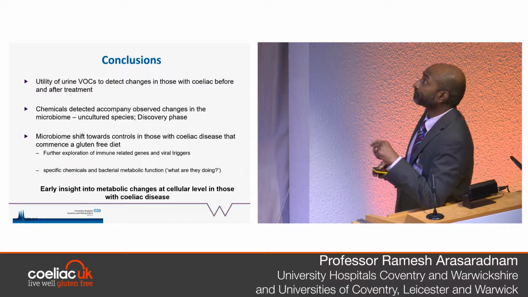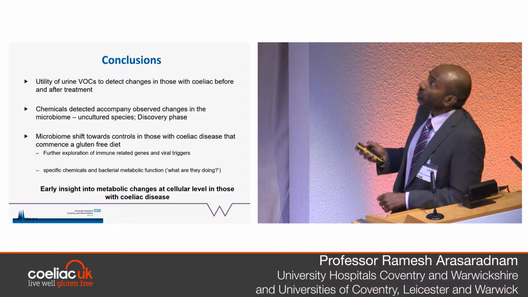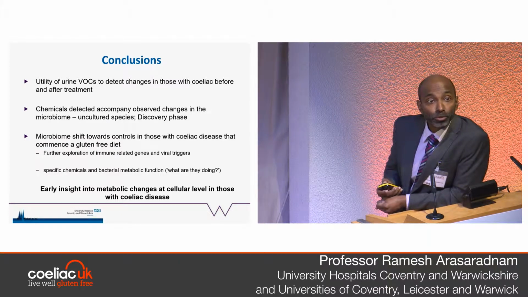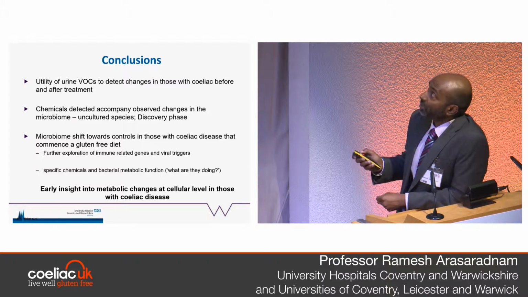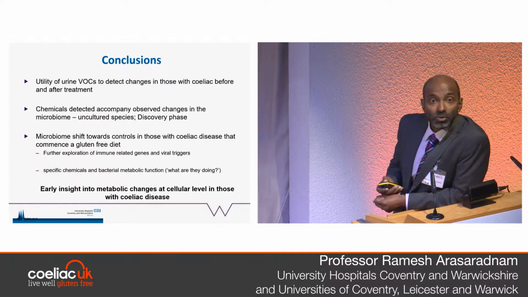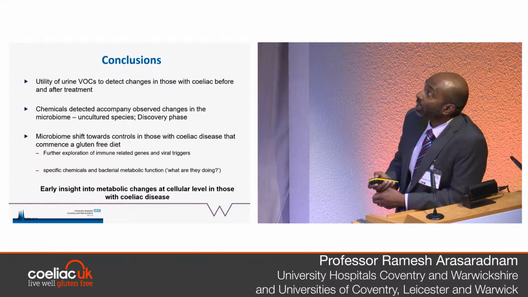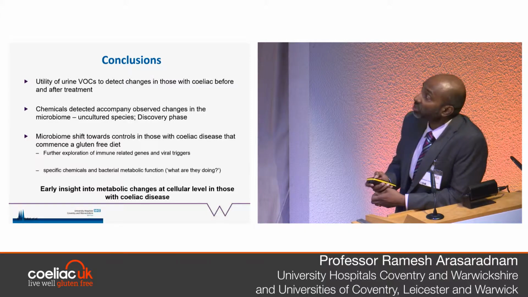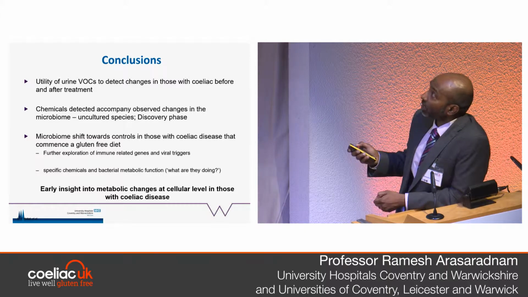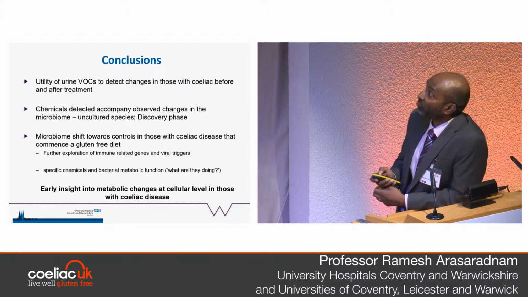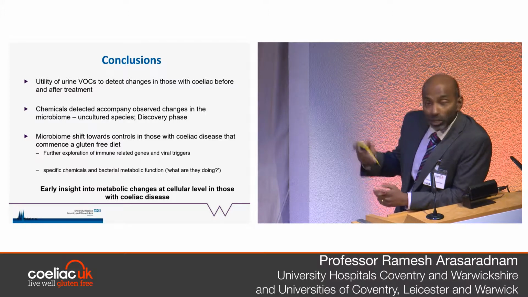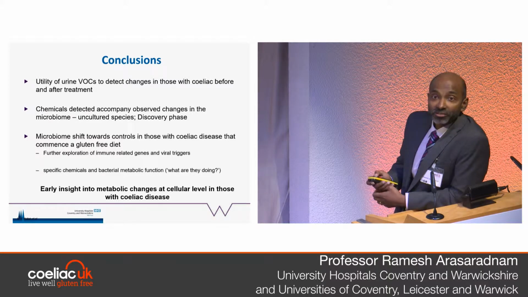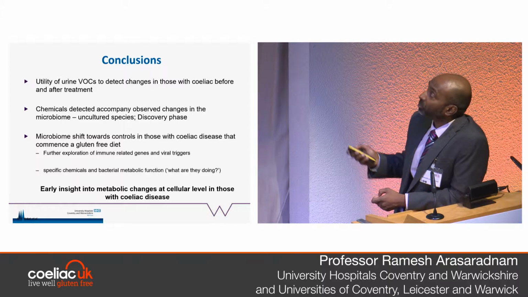So, to conclude, I hope I've convinced you of the utility of urine volatile compounds that can detect changes in patients with celiac disease pre and post treatment, that the chemicals observed do link in quite nicely with the changes in the microbiome that we have observed. Certainly, a lot of these species can't be cultured, and you need to use this high-throughput sequencing to work that out. The shift that we are seeing in patients with celiac disease who have been treated is heading towards what we call the controls.